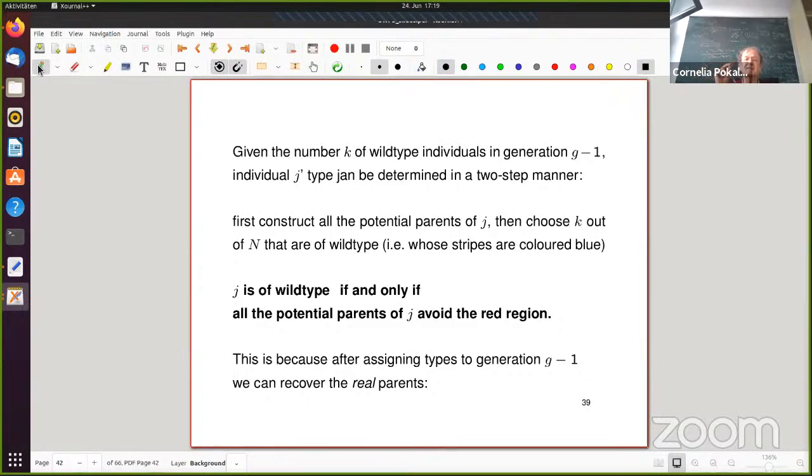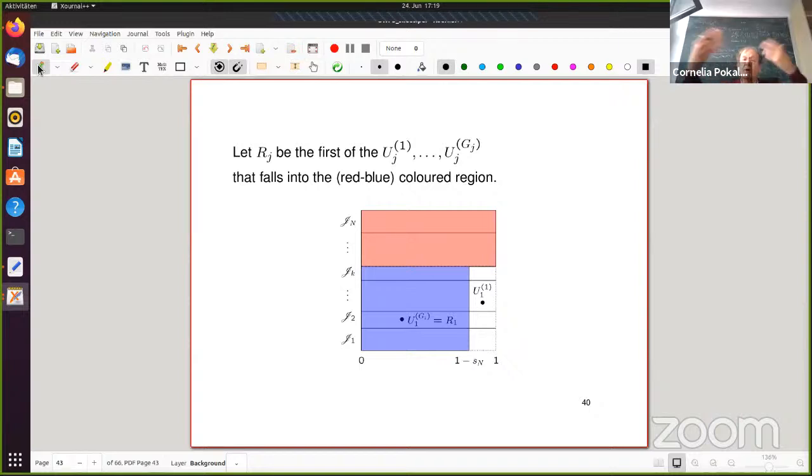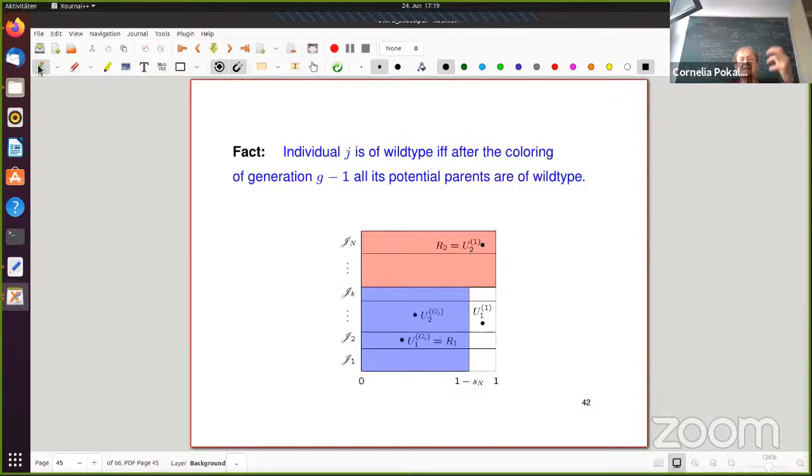This is because after assigning types to generations, we can recover the real parents. We can embed this first thing, which I told you already at the beginning, into this more complicated situation by saying that RJ is the first one of those UJs that falls into either the red or blue colored region, right? These are then the real parents. And the fact is that the individual J is of wild type if and only if, after the coloring of generation G-1, all its potential parents are of wild type.